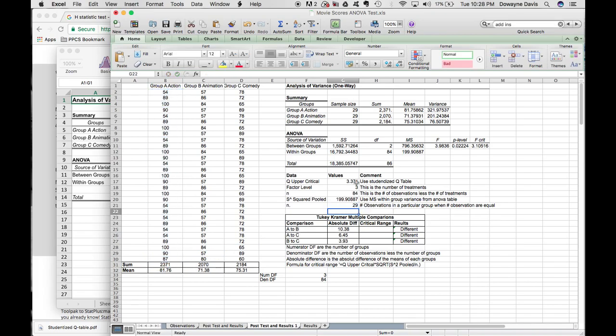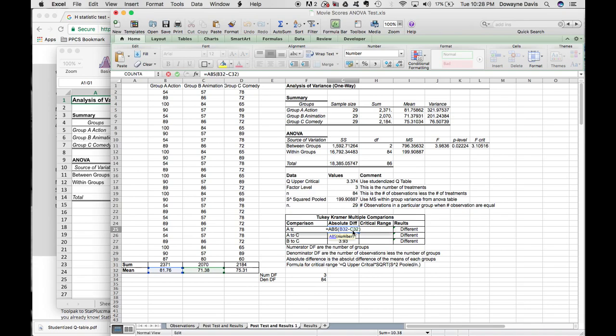Okay. Now that I've done that, what I've already done here in this comparison group is figure out the number of possible combinations that I could potentially have. So what I want to do is compare group A to B. I want to compare group A to C. And then I'm going to compare group B to C.